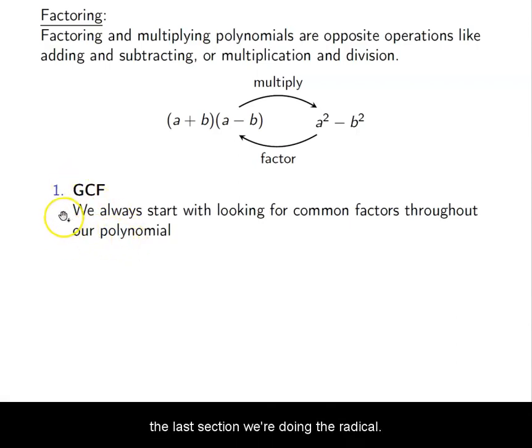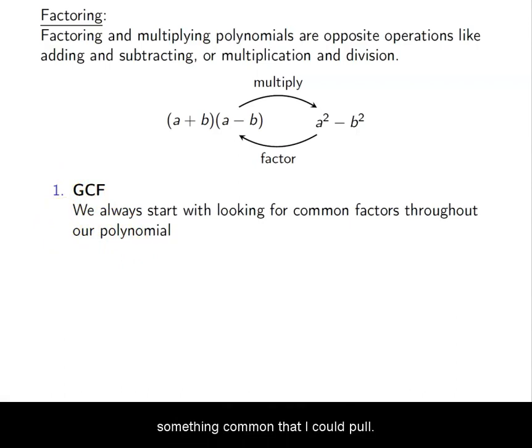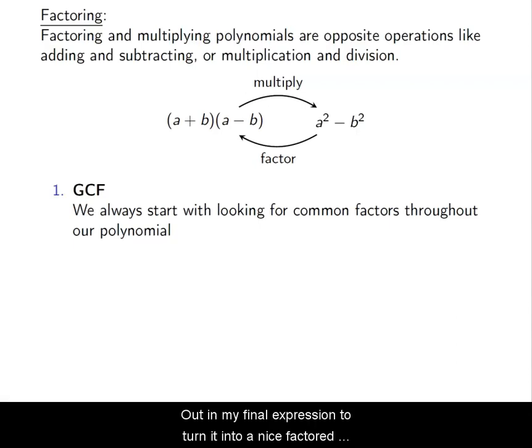So we saw this in the last section when we were doing the radicals. When we tried to simplify the radicals, we were looking for something common that I could pull out in my final expression to turn it into a nice factored form. So we're always looking for a GCF first. If we can pull out a GCF, then what's left over inside the parentheses will always be easier to factor. It just makes things way easier as we progress through the hierarchy of steps of trying to factor a polynomial.